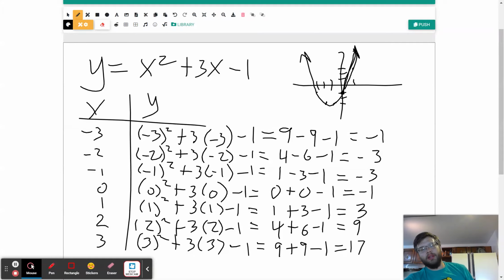You can graph any equation by plugging in x values and getting the y values. Okay, so that is a couple examples of graphing by making a table. Doesn't matter what form your equation is in, doesn't matter how complicated your equation is, you can always graph it by plugging in x values and getting the y values.